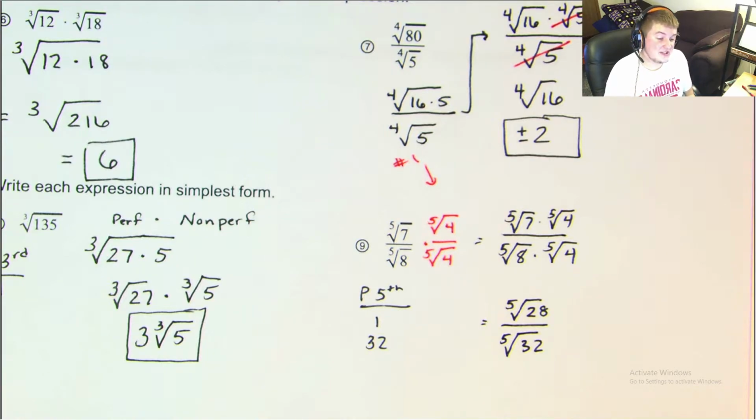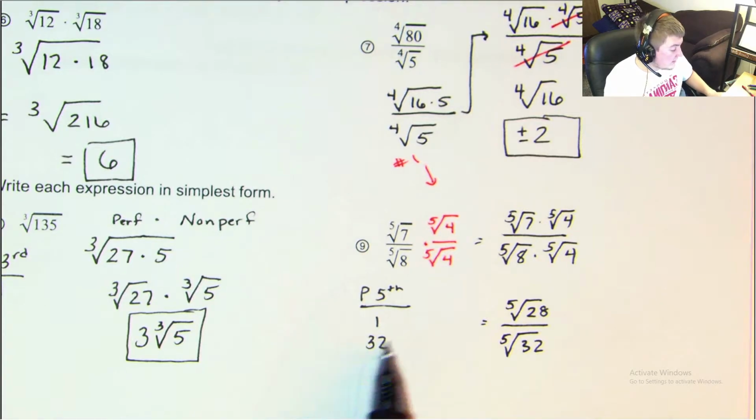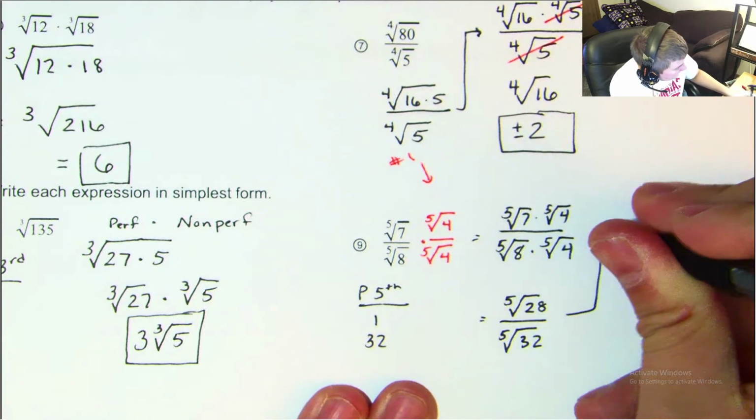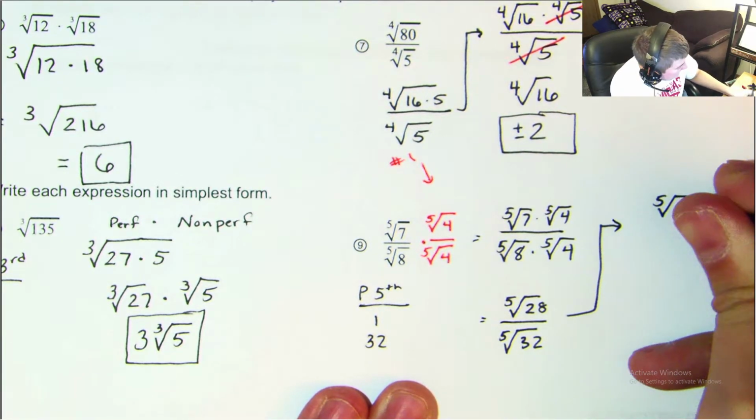This actually did help me quite a bit, because now look at the bottom of our fraction, or the denominator. It says the fifth root of 32. We've already determined that 32 is a perfect fifth power, and we know its root. What is its root? It's 2. So this is going to simplify into the fifth root of 28 divided by 2.